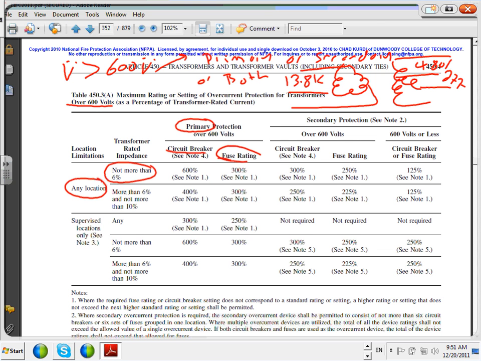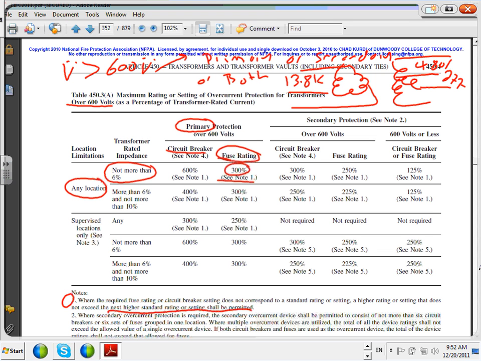Most of the time, the default is a fuse, and the multiplier would be 300. And I want to remind you of note number 1. If you read note number 1 here, it says that if it's not a standard size, what do you need to do? Go to the next size up. Can you guys see that? If it's not a standard, go to the next size up. That's on the primary side.